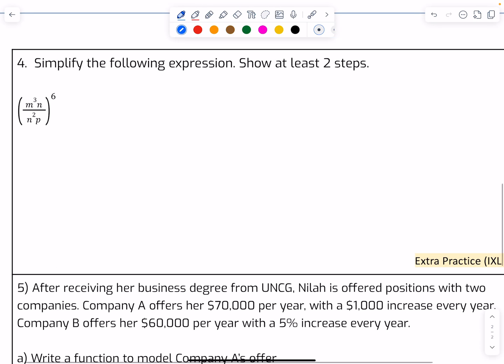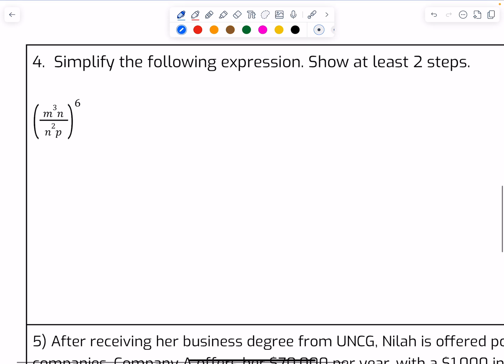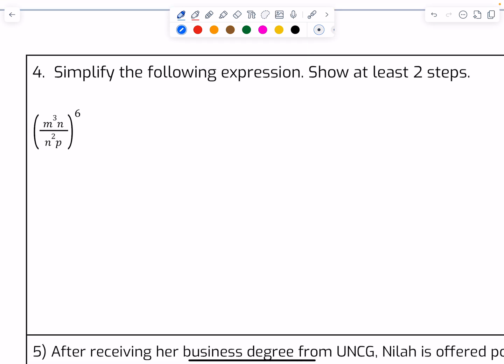It says simplify the following expression. Show at least 2 steps. So what I want to do is show you 2 different ways you could do this. The first way I would do it is just distribute the power of 6 to each part of this quotient. So m would become 3 times 6. The little n right there has an understood 1 on it already, so I'm going to say that's going to become 1 times 6. The n at the bottom has a 2, so that'll be 2 times 6. And the little p at the bottom has a 1 understood to be there, and I'm going to do 1 times 6.